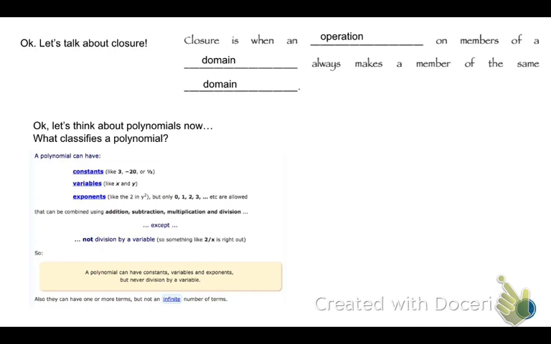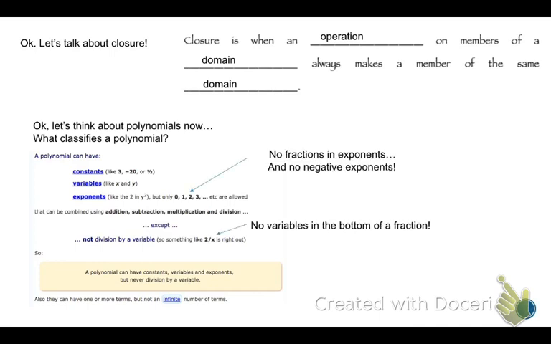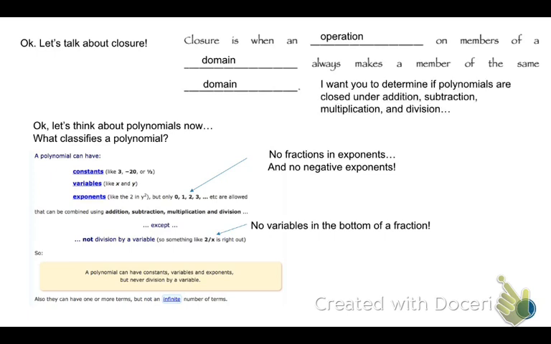So this basically means no fractions in exponents and no negative exponents and no variables in the bottom of a fraction. Okay, that's very, very important. And I want you to try to determine if polynomials are closed under addition, subtraction, multiplication, and division. Okay, we will talk about this tomorrow in class.